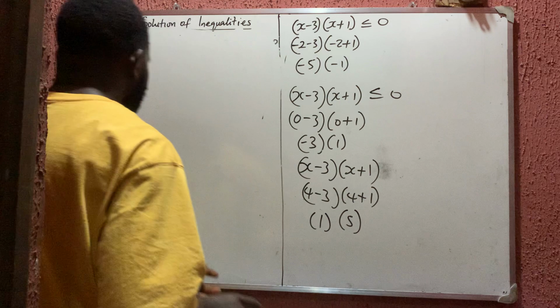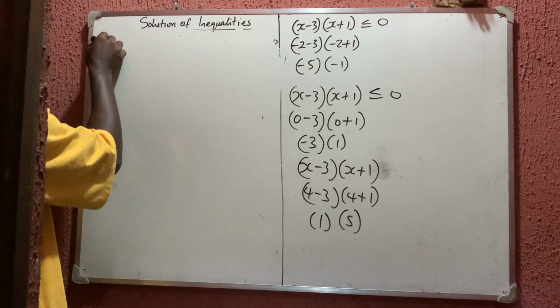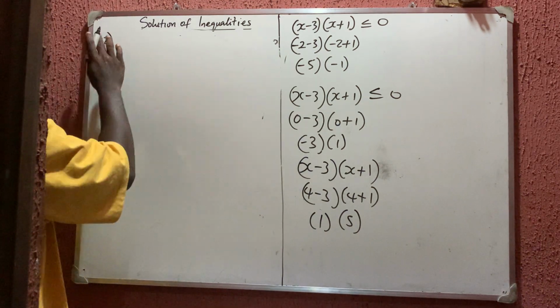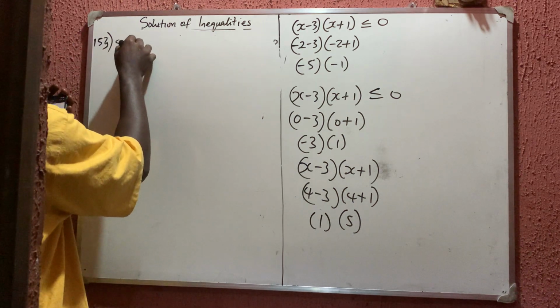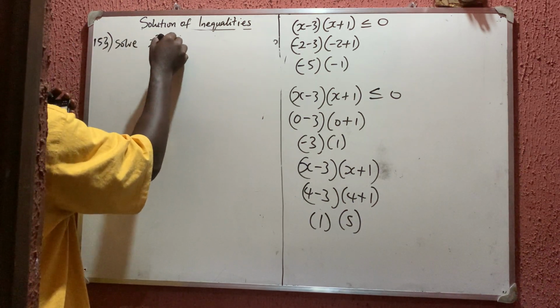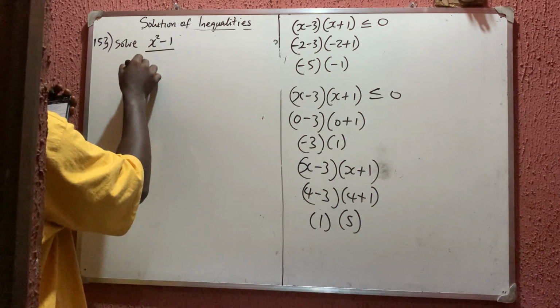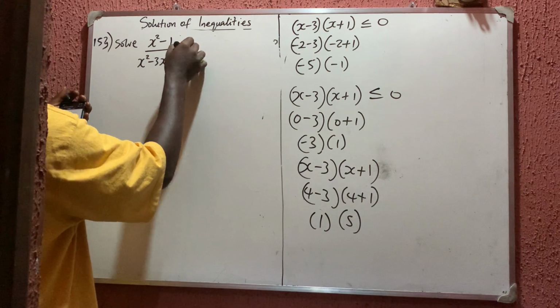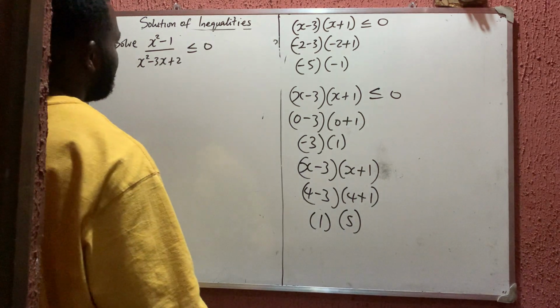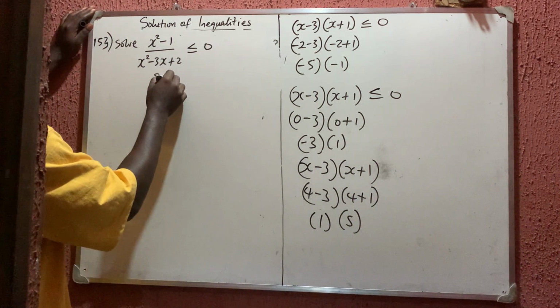We'll move to the next question. Question number 153. Okay, there's no 152 but 153. Question number 153 said solve x squared minus 1 all over x squared minus 3x plus 2 is less than or equal to 0. Now what do we do? Solution, this is very very simple.